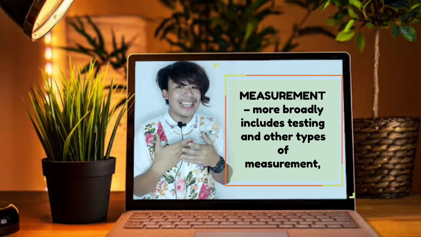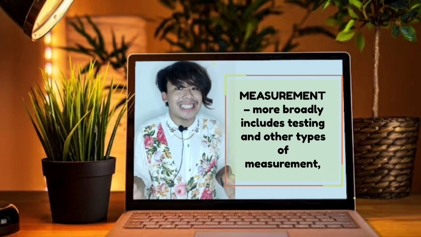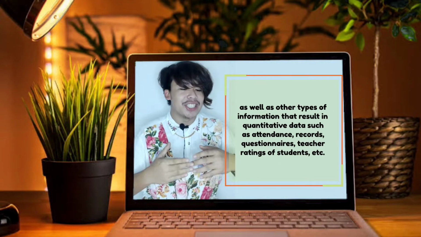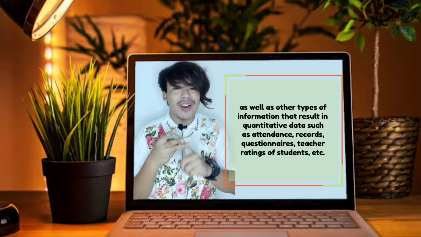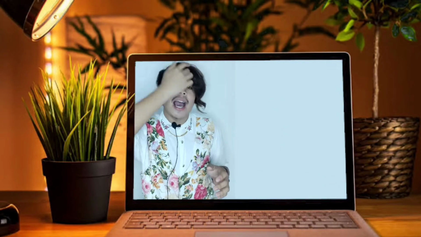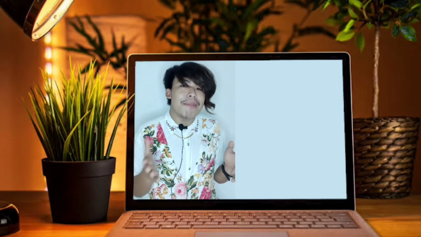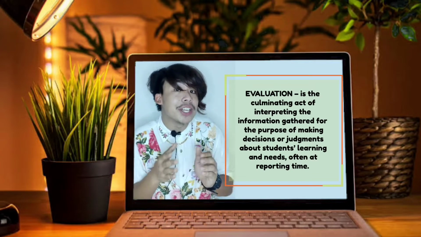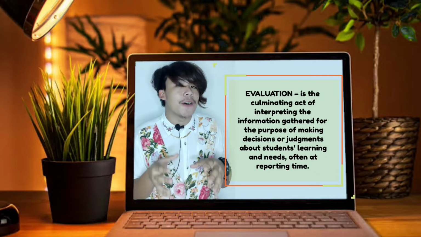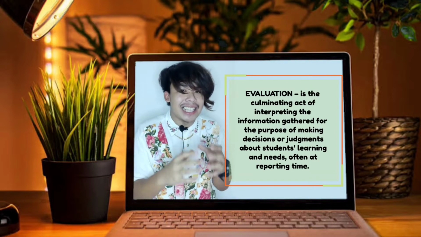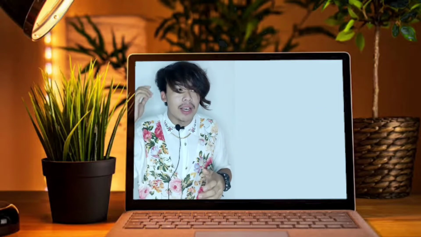So how about measurement? What does measurement mean here? Measurement more broadly includes testing and other types of measurement, as well as other types of information that result in quantitative data such as attendance records, questionnaires, teachers' ratings of students, and so on. Okay, how about the last one, the evaluation? The evaluation is the culminating act of interpreting the information gathered for the purpose of making decisions or judgments about students' learning and needs, often at reporting time.